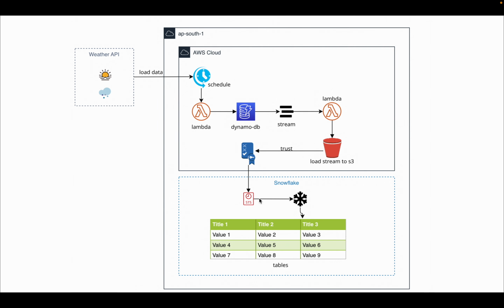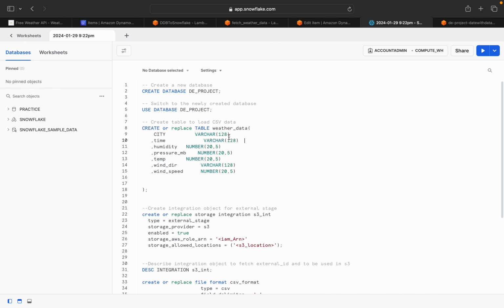Now let's go ahead and set up our Snowflake. I have already written the code for Snowflake. We'll go through the Snowflake code one by one. For this project, let's create a database named DE project.